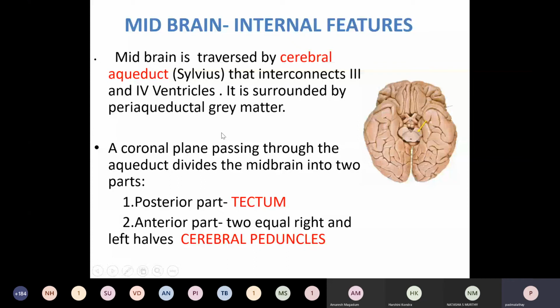Now coming to the internal features. The midbrain is traversed by a cerebral aqueduct. In the picture you can see, when we take a cross section, there is a cerebral aqueduct. A line passed along the cerebral aqueduct divides the internal surface of the brain into 2 parts. The small portion behind the cerebral aqueduct is called the tectum, and the large anterior part is called the cerebral peduncle.